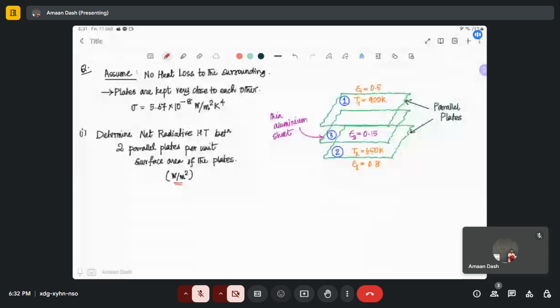So you can try this, and again we can try to solve this. So this is again you can use this resistance based method for radiative heat transfer, and you can obtain the net radiative heat transfer between both the plates. So it will be coming in watt per meter square. So let me write this one.